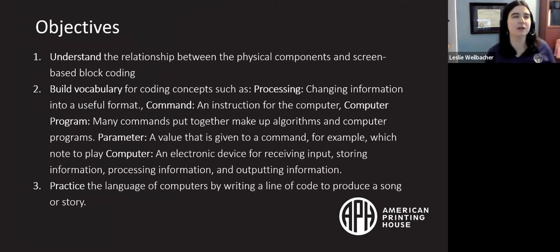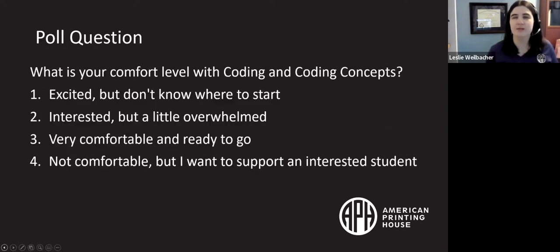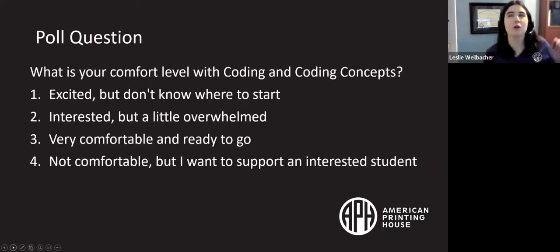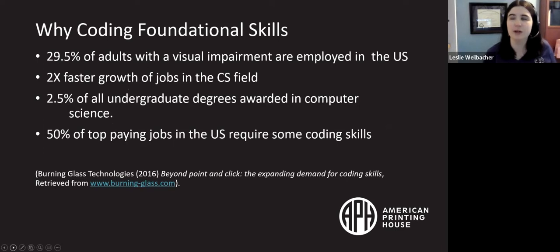Okay, so why learn coding foundational skills? Only 29.5% of adults with visual impairments are employed in the US. So there's a need there. There is 2 times faster growth of jobs in the CS field. So there's a big need for people to fill those jobs. 2.5% of undergraduate degrees are in computer science related fields. That's not enough to reach that gap that is forming with this fast job growth.